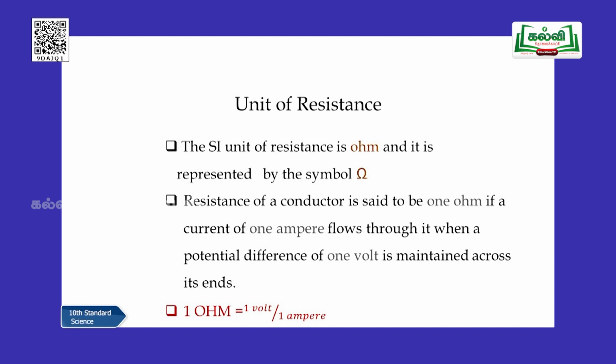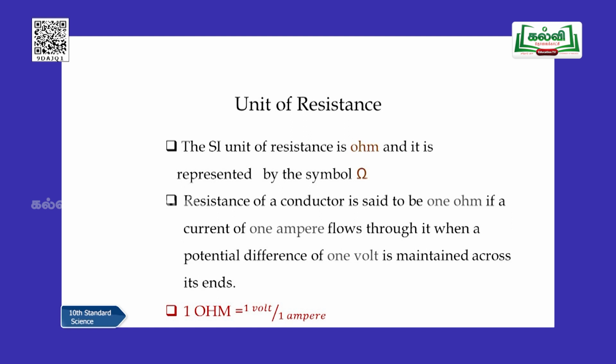Now let us see the definition of 1 ohm using the units of potential difference and the current. Again we can recall the units. What is the unit of current? Yes, 1 ampere. What is the unit of potential difference? Volt. What is the unit of resistance? Ohm. Now we are going to see the definition of 1 ohm.